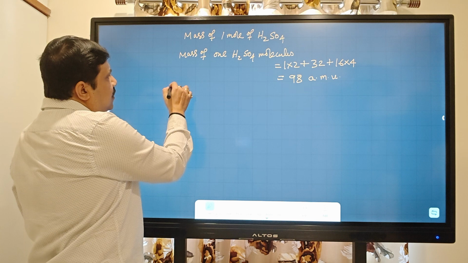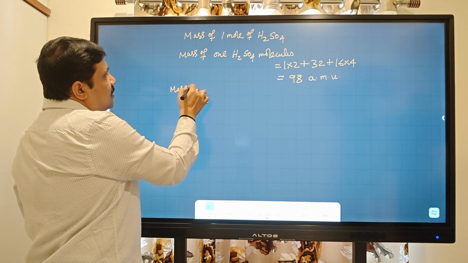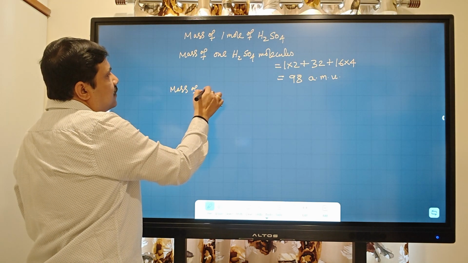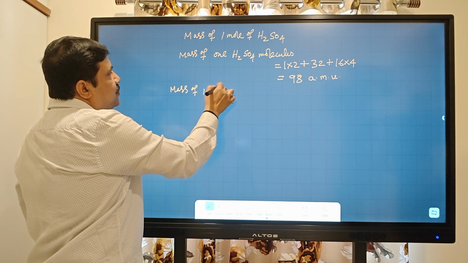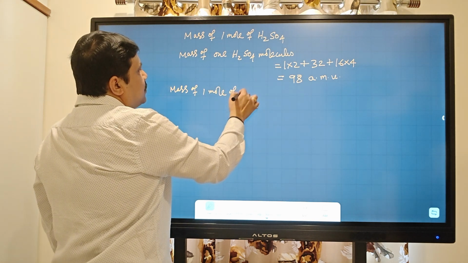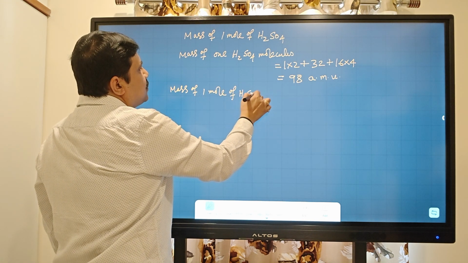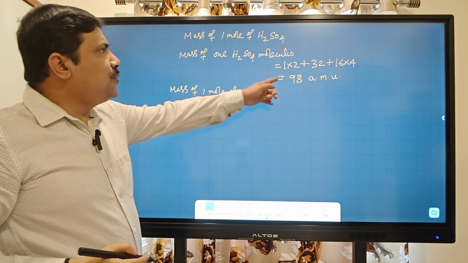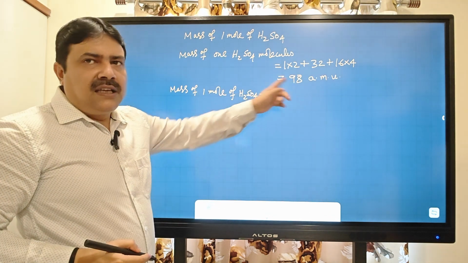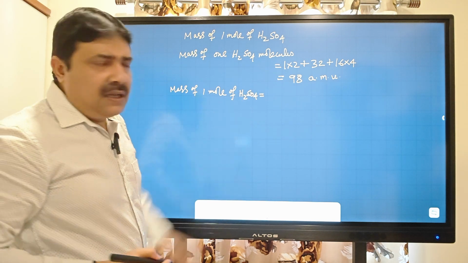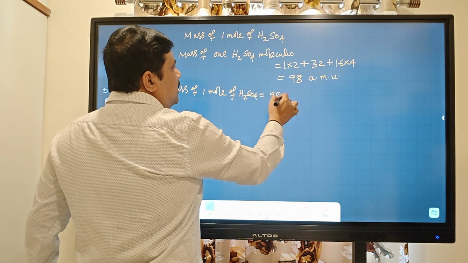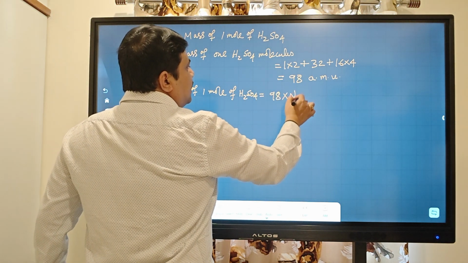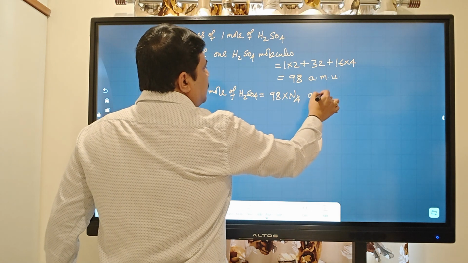Now, the mass of 1 mole of H2SO4 will be equal to how much? Because one H2SO4 molecule's mass is 98, then 1 mole means Avogadro number. So that's why 98 into Na, where Na means Avogadro number. This much AMU.